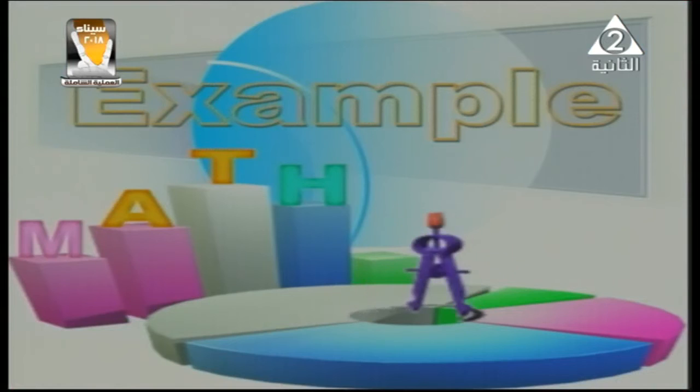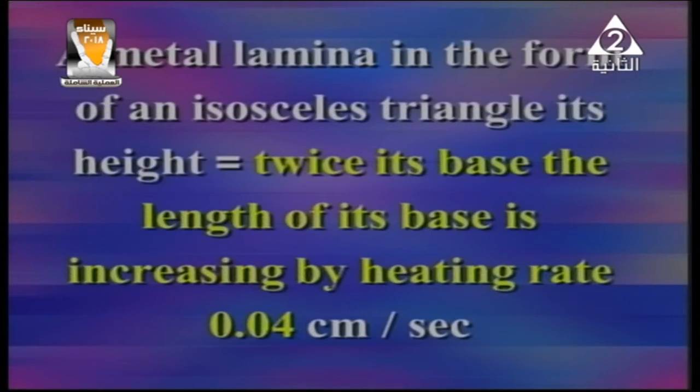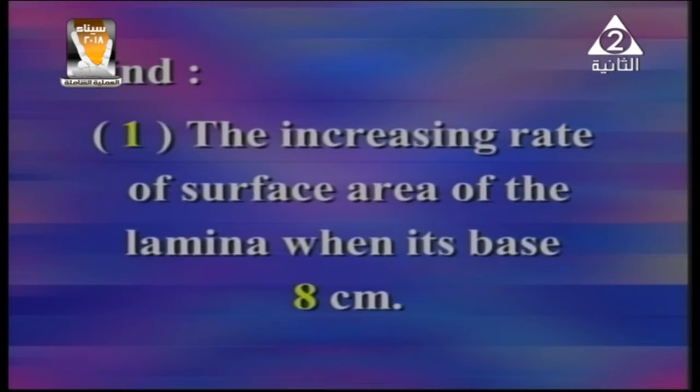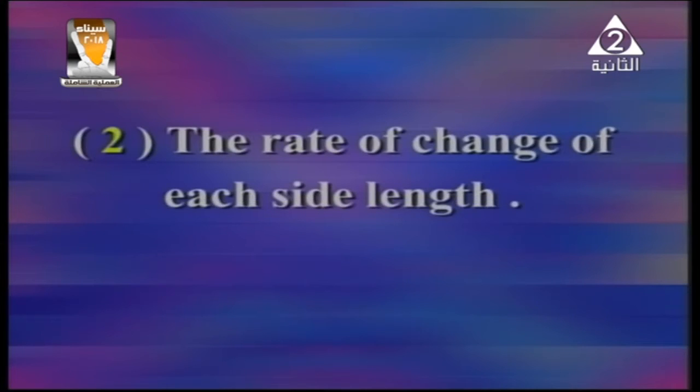Another example. A metal lamina in the form of an isosceles triangle. Its height equals twice its base. The length of each base is increasing by heating at a rate of 0.04 centimeter per second. Find the increasing rate of the surface area of the lamina when its base is 8 centimeters. This is number 1. Number 2, find the rate of change of each side length.